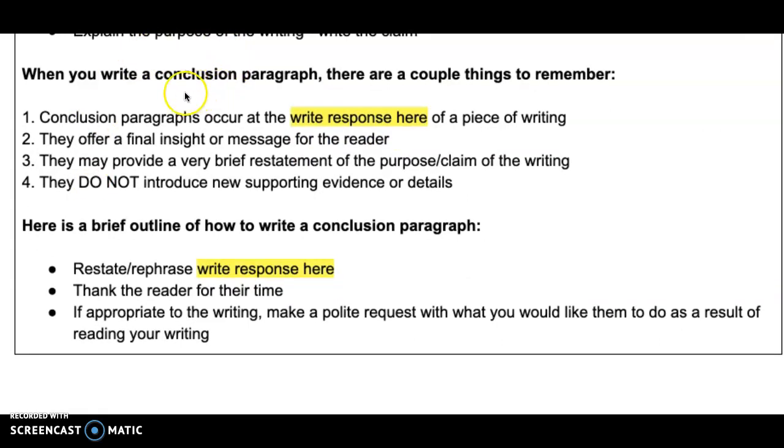Now we're moving on to the conclusion paragraph. When you write a conclusion paragraph, there are a couple of things to remember. A conclusion paragraph occurs at the end of a piece of writing. They offer a final insight or message for the reader. They might provide a very brief restatement of the purpose or claim of the writing, and they do not introduce new supporting evidence or details.